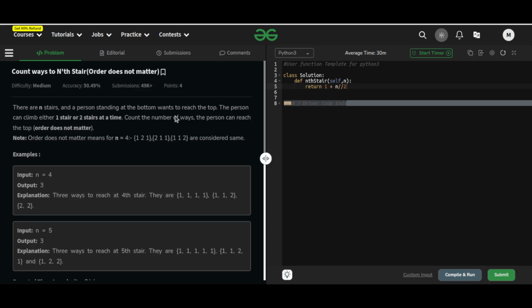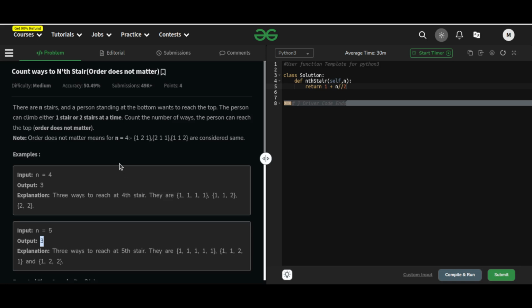Count the number of ways the person can reach the top, and in this case order does not matter. Since the order does not matter, 1 2 1, 2 1 1 and 1 1 2 are considered the same. So in this way, if n equals 4, there are three ways by which we'll be able to reach the fourth stair. Similarly, if n equals 5, there are three ways by which we'll be able to reach the fifth stair. So that's about the problem statement, folks.